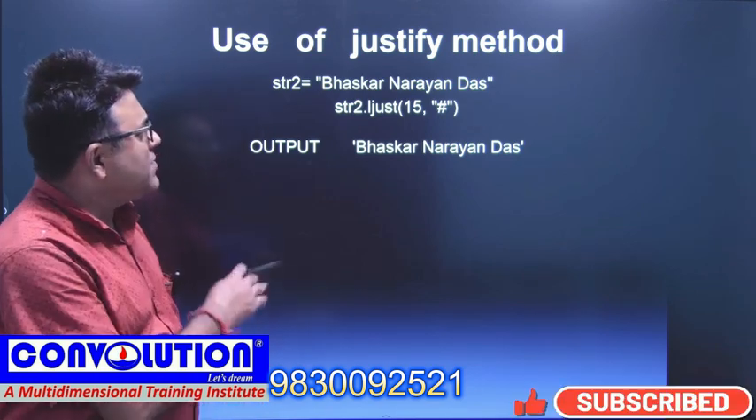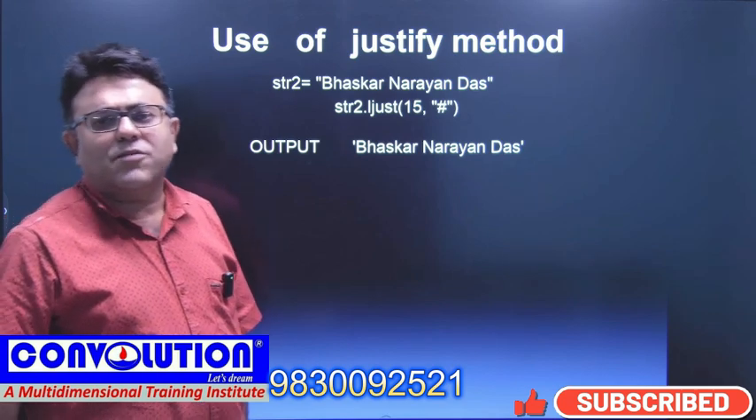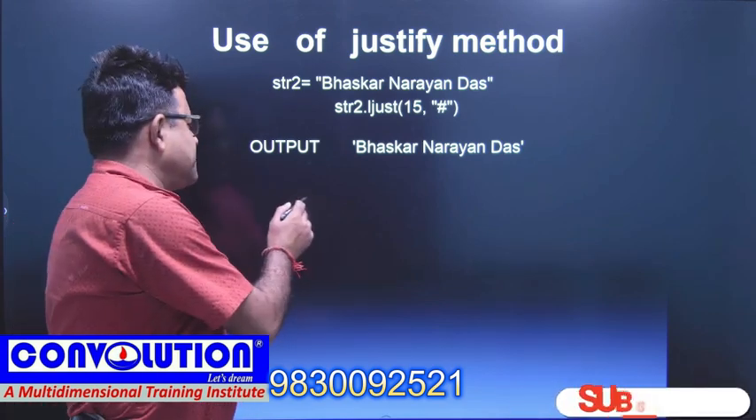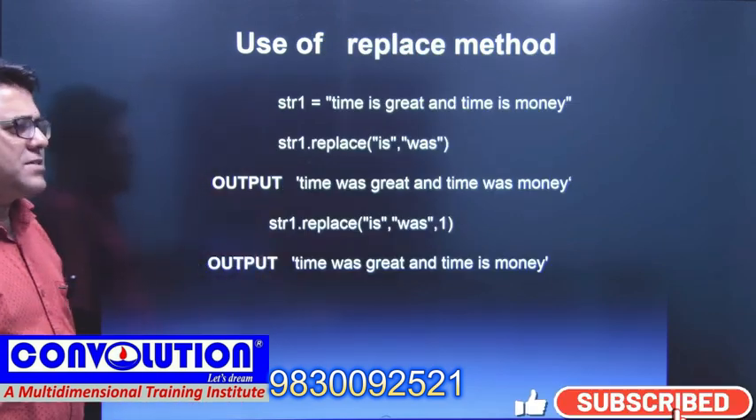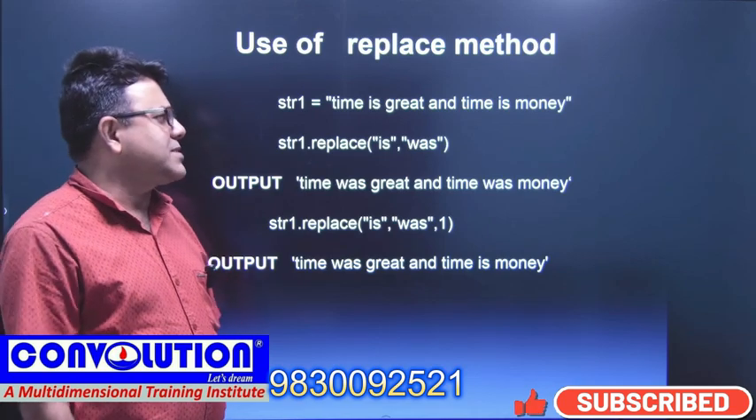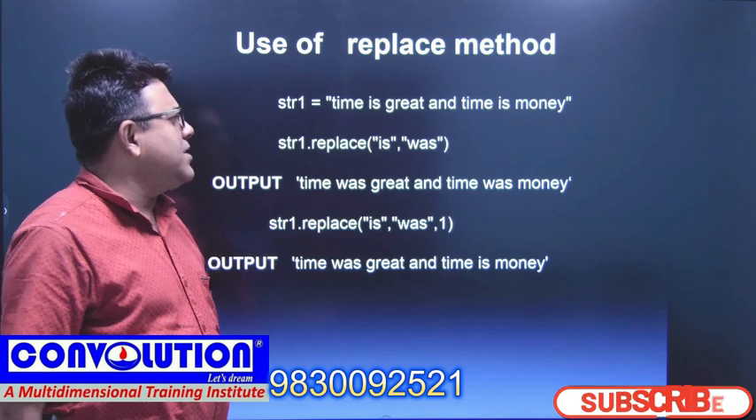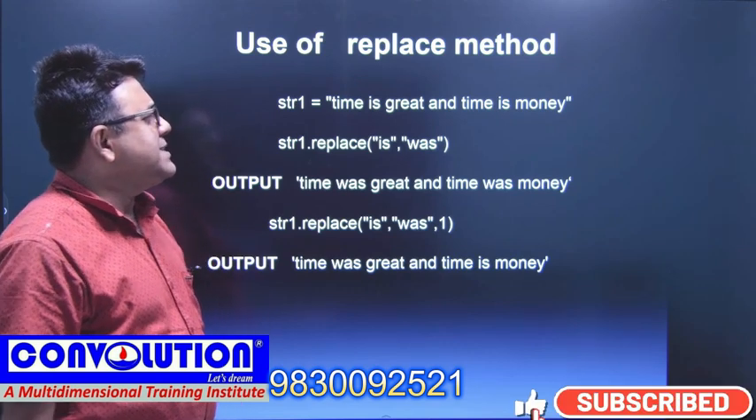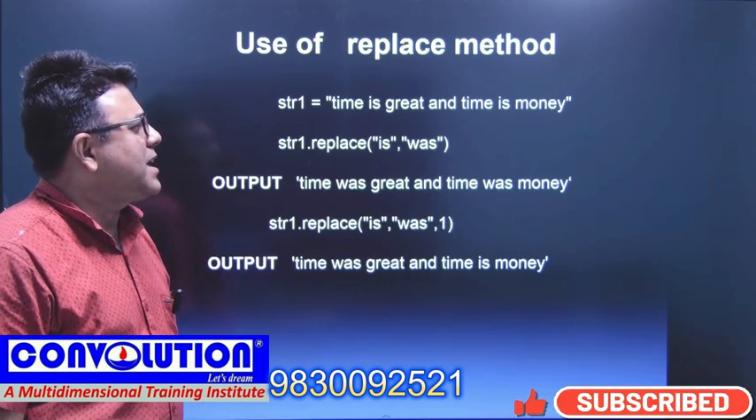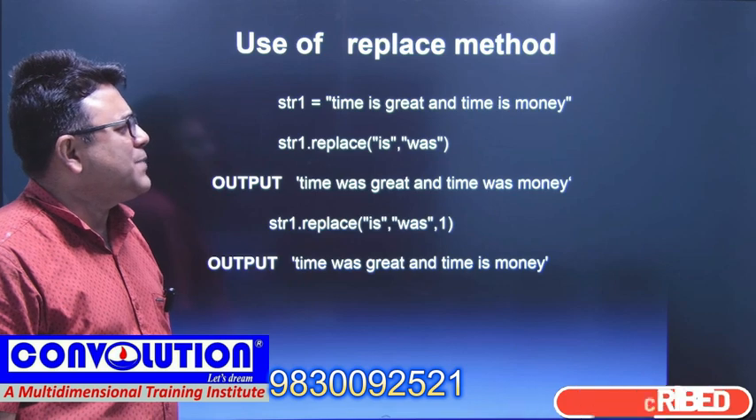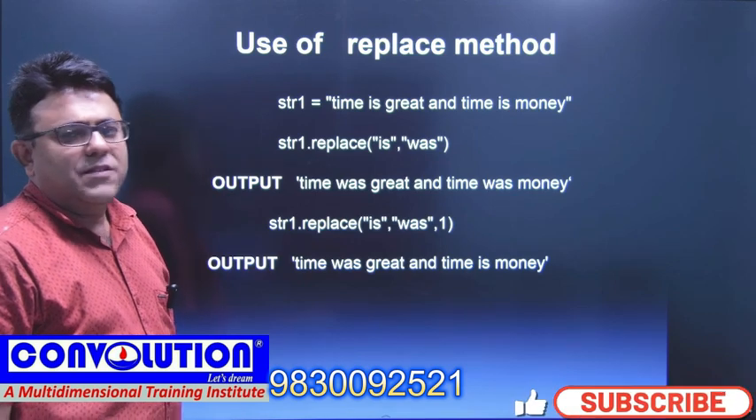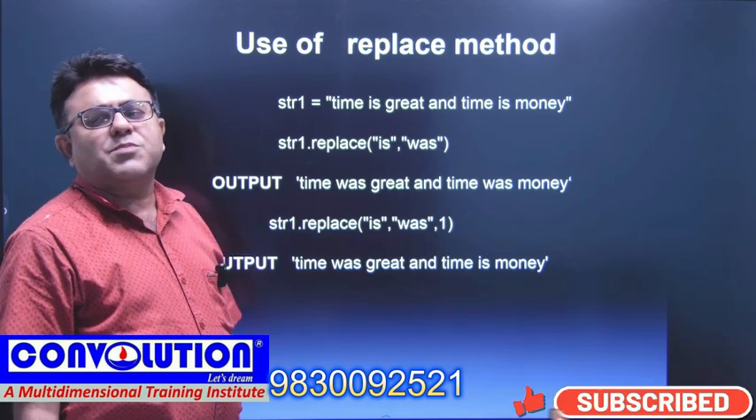So this is where we have seen the use of the justify method. Let us see another function or method like replace. Now in this case, what is happening? I am declaring another variable like str1, and I am saying: time is great and time is money. Now I am saying str1 dot replace.